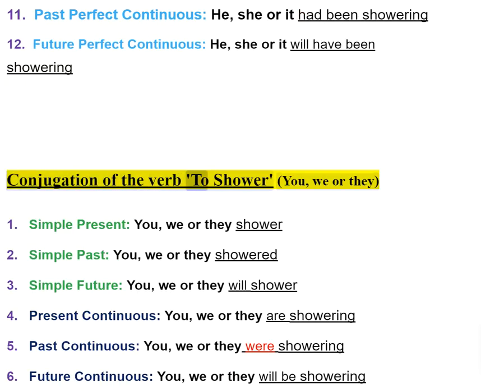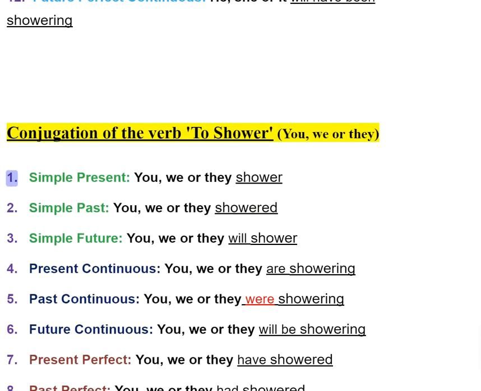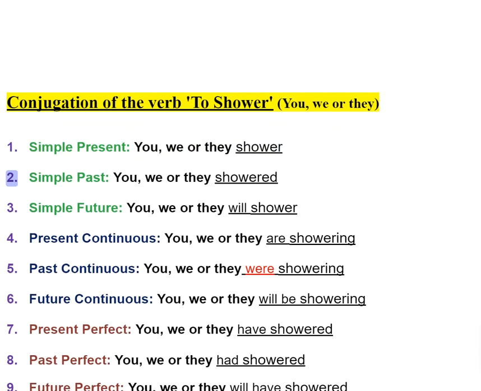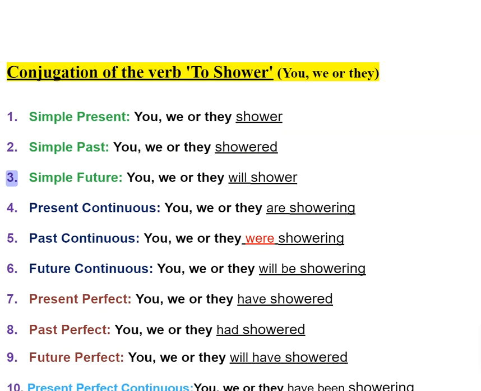Conjugation of the verb to shower, you, we or they. 1. Simple present, you, we or they shower. 2. Simple past, you, we or they showered. 3. Simple future, you, we or they will shower.